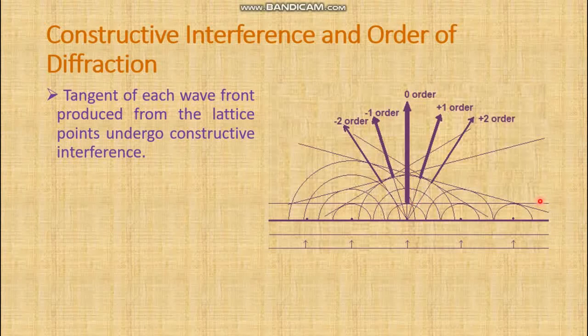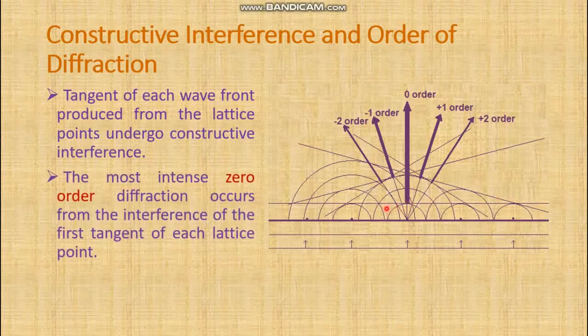The phase on these points is the same, so constructive interference would occur, and thus the most intense diffraction takes place. That means due to constructive interference, the most intense diffraction takes place, which is known as the zero order diffraction. So the most intense zero order diffraction occurs from the interference of the first tangent of each lattice point.